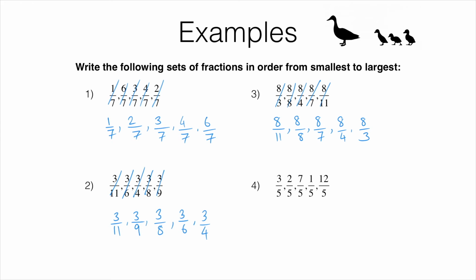The smallest fraction there then is 1/5. Then it's 2/5. Then it's 3/5, followed by 7/5, and finally 12/5.